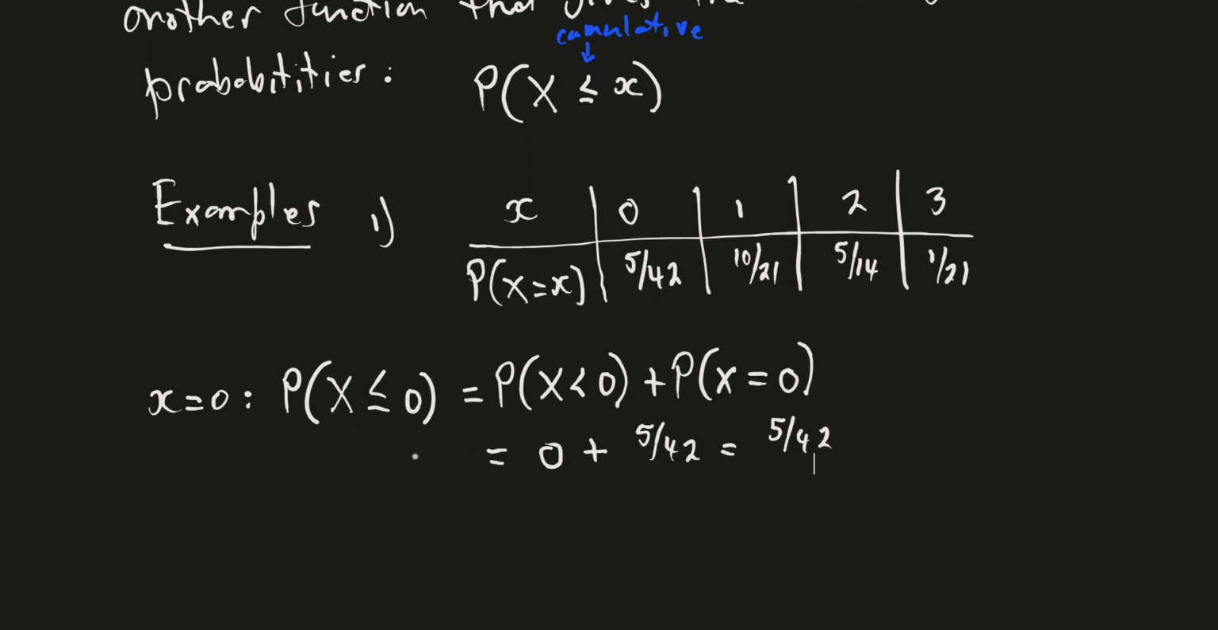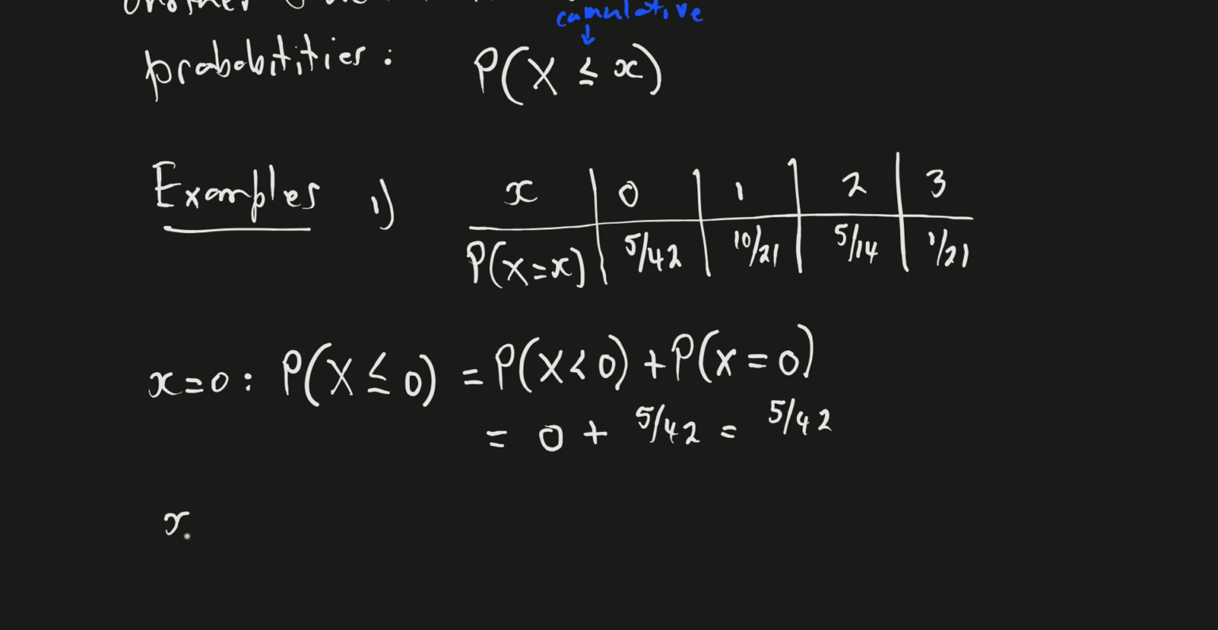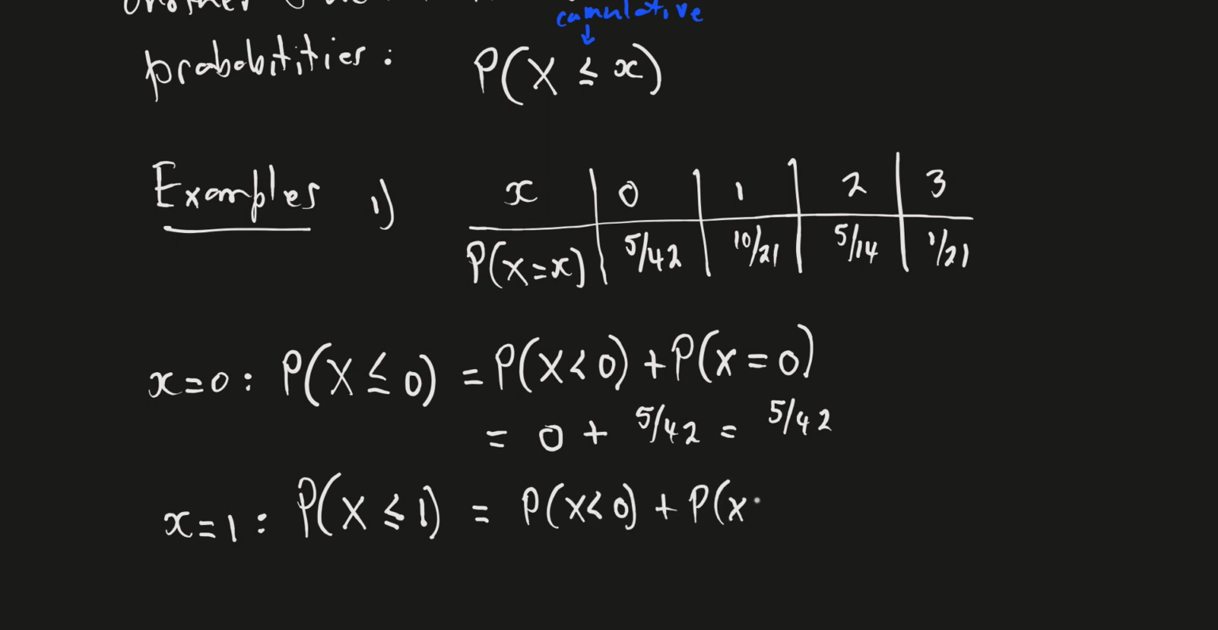Well, let's see what happens when little x is equal to 1. What is the probability that the number of women that we observe in this committee is less than or equal to 1? Well, we can do a similar thing here. We can break it up and say it's the probability that x is less than 0, plus the probability that x is equal to 0, plus the probability that x is equal to 1. Because again, these are all mutually exclusive.